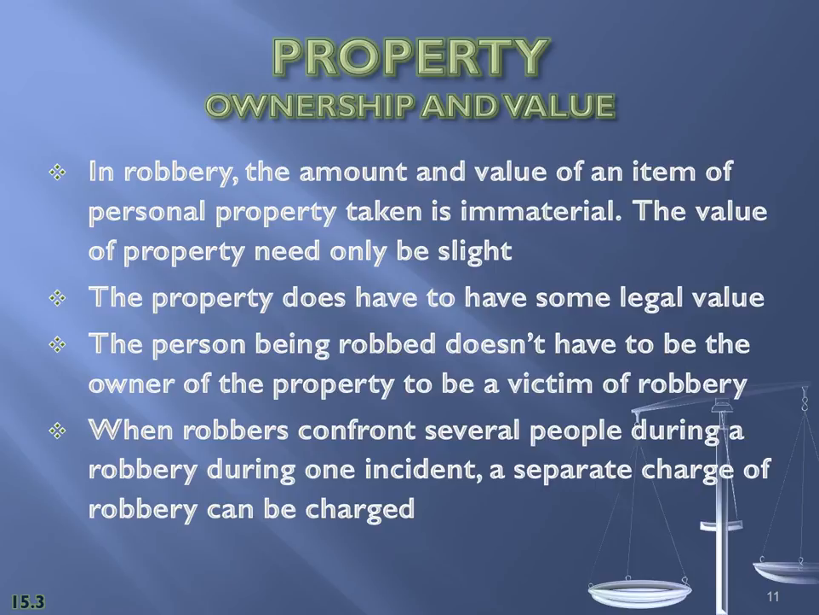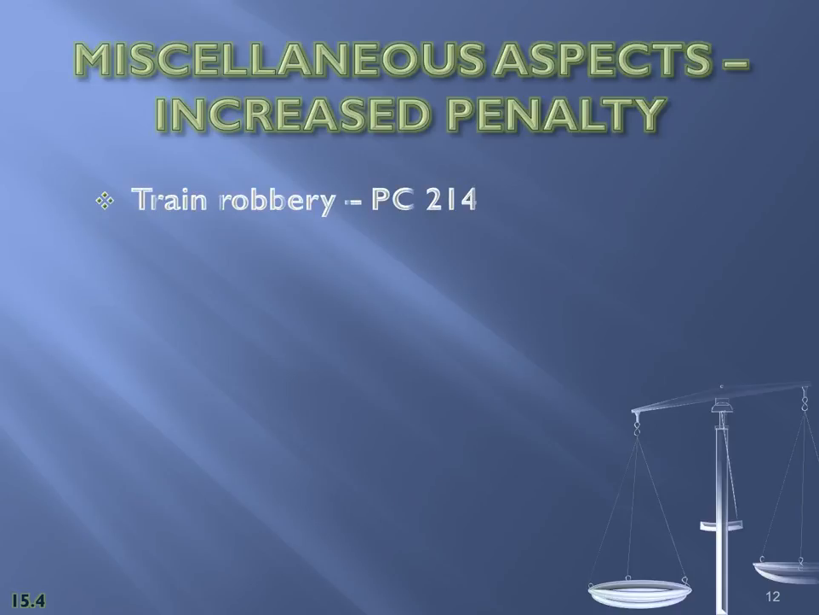Okay, the person being robbed doesn't have to be the owner of the property to be the victim. So if you have someone else's cell phone and you are, let's say, robbed at gunpoint or knife point, and they take that, you are technically the victim of that robbery. Okay, when robbers confront several people during one incident, a separate charge of robbery can be charged for each person that they take property from. So if there's a group of individuals, let's say, and one robber, and that person takes money from each one of them, a separate charge of robbery can be charged for each individual, if that makes sense.